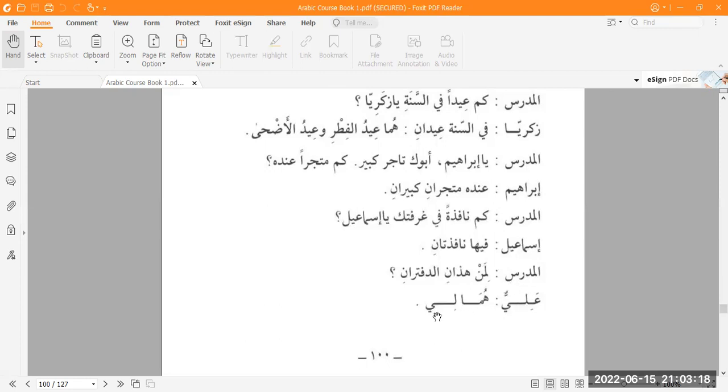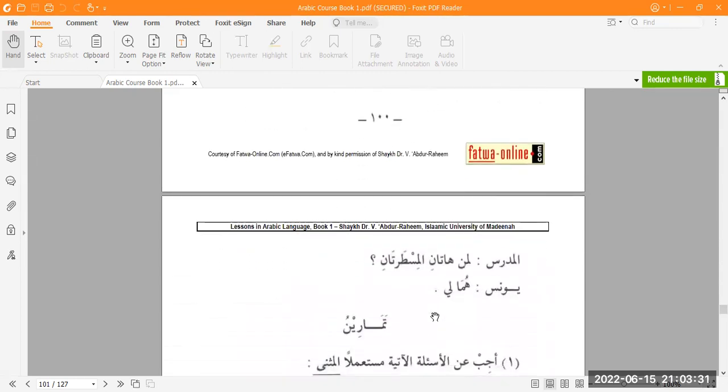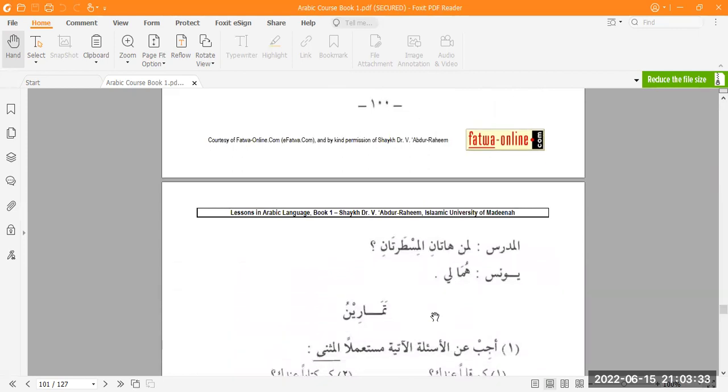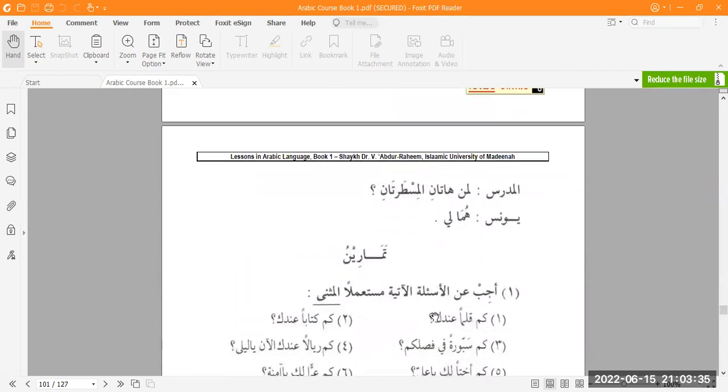Aliun, huma li. Ali replies and he says, huma, those two, meaning daftarani, the two of them, li, they belong to me. So the two of them belong to me. That's the end of page 100. We move on to page 101 just to finish the lesson.